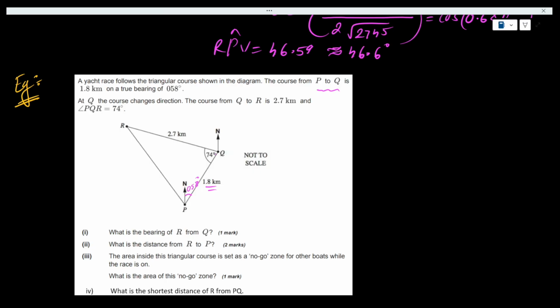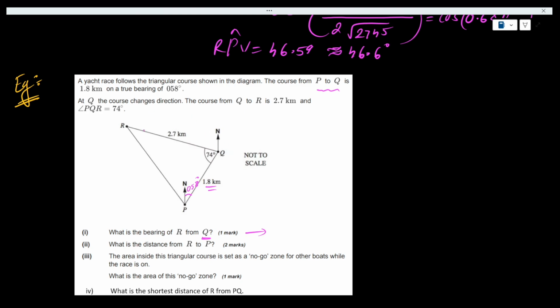Then at Q, the course direction changes, right? You can see that here, the course from Q to R is 2.7 kilometer, right? Then angle PQR is given as 74 degree. First thing, how will you calculate what is the bearing of R from Q?